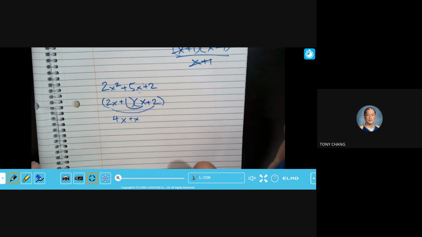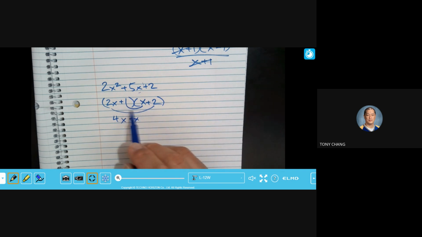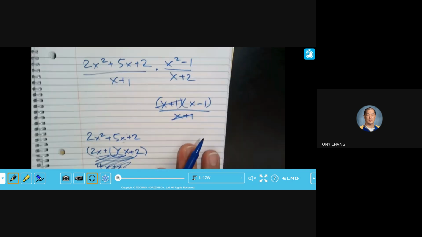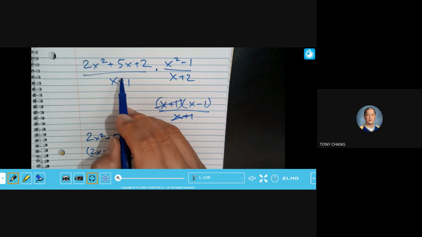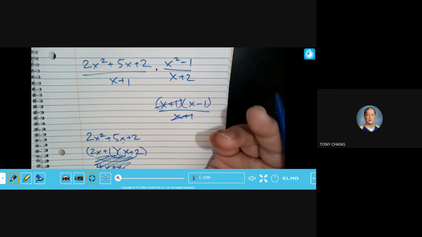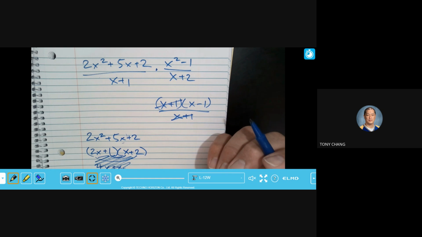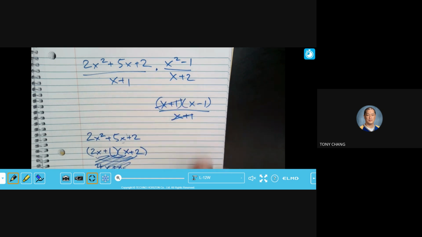So just do a check to make sure that the outer and inner terms coincide with this. If you're running out of time, just know that this is going to be one of the factors. Anytime you see a polynomial like this, it's going to be factorable like this. Okay? So let's clean this up.